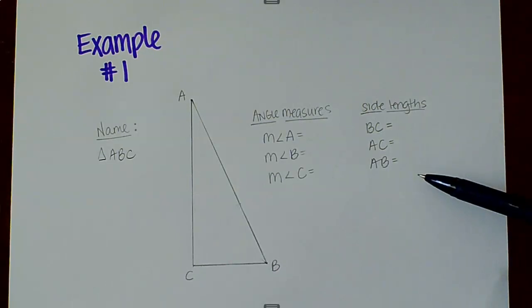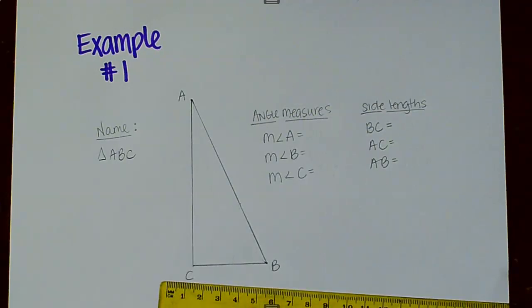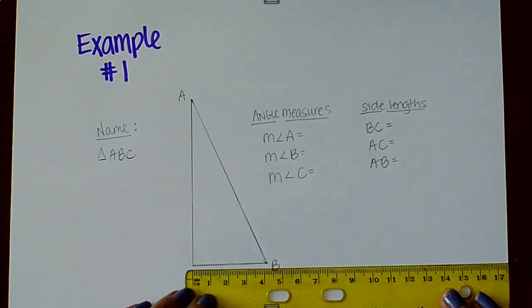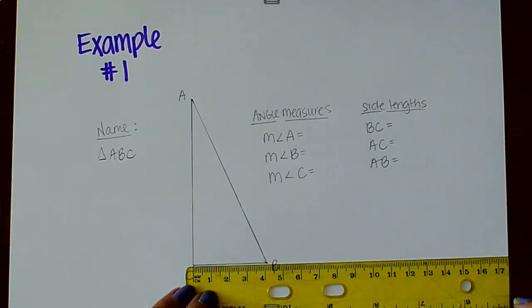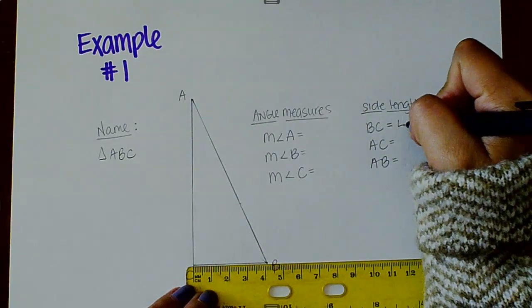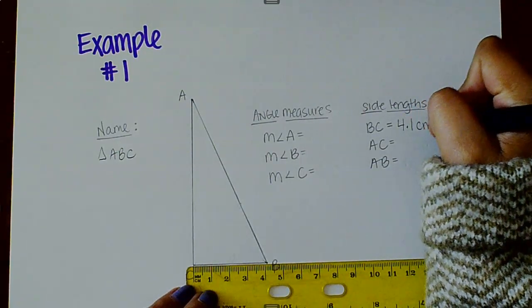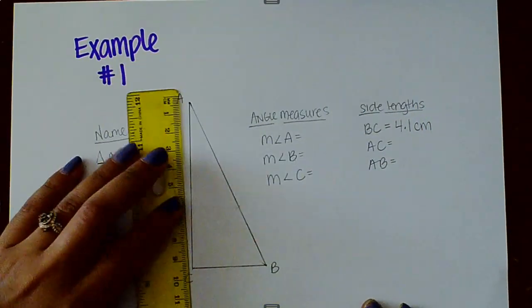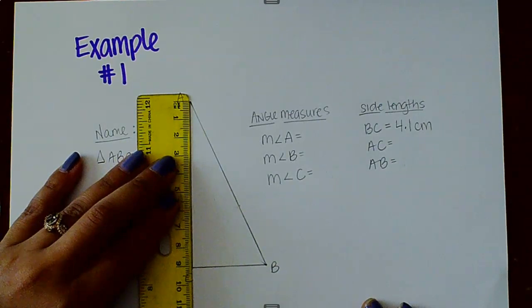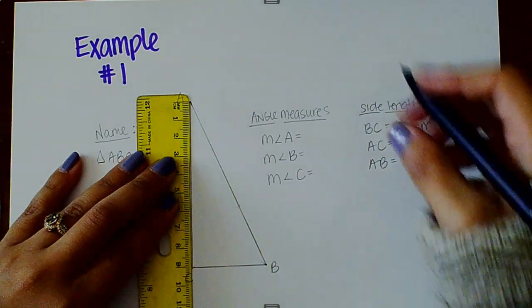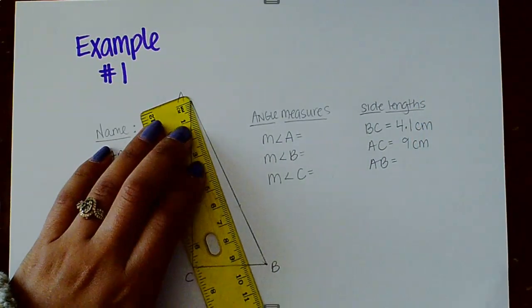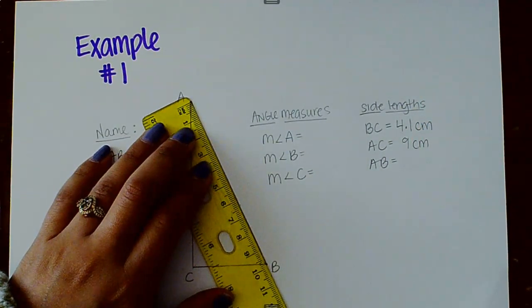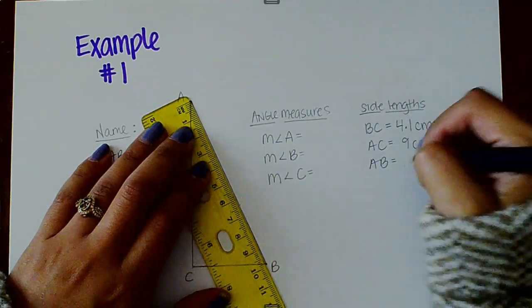So first things first, we're going to start with the easiest. We're going to measure the side lengths. Okay, so I'm just going to take a ruler. I'm going to measure using centimeters, and I'm just going to estimate. So side BC is about 4 1/10 centimeters. Side AC is approximately about 9 centimeters. And AB is approximately 10 centimeters.